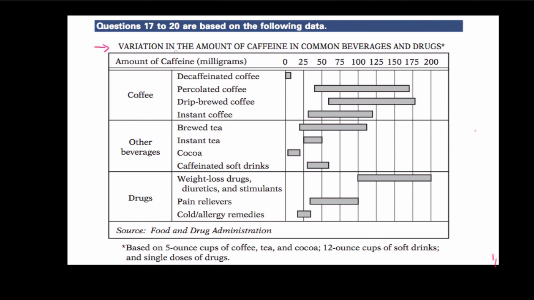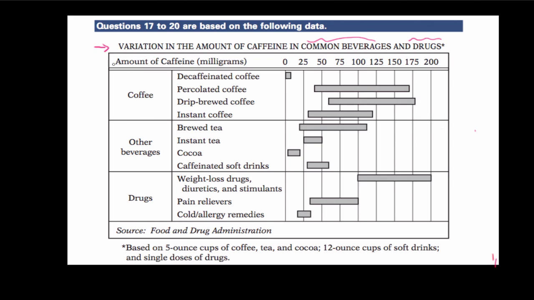The title says the variation in the amount of caffeine in common beverages and drugs. Now think about it. The variation in the amount of caffeine in common beverages and drugs. Within 5 seconds you should be done with this. So I know that the diagram I have here is going to be talking about the variation in the amount of caffeine in some certain products. So the products we are considering are common beverages and drugs.